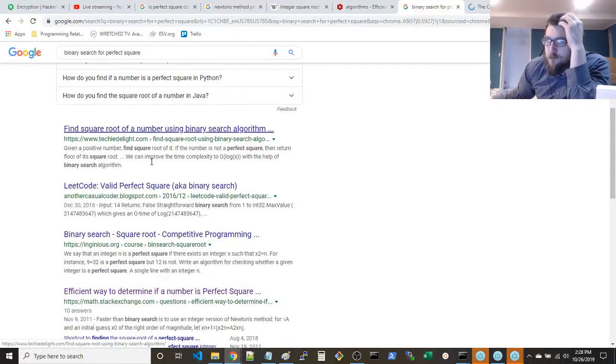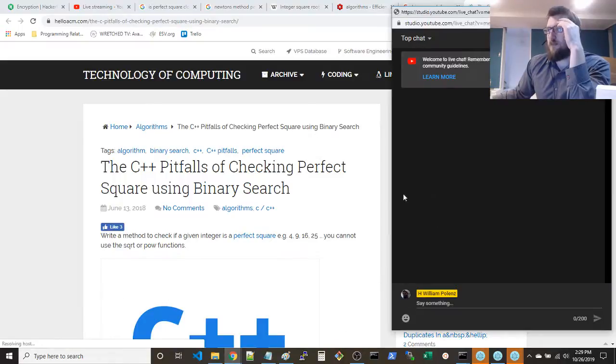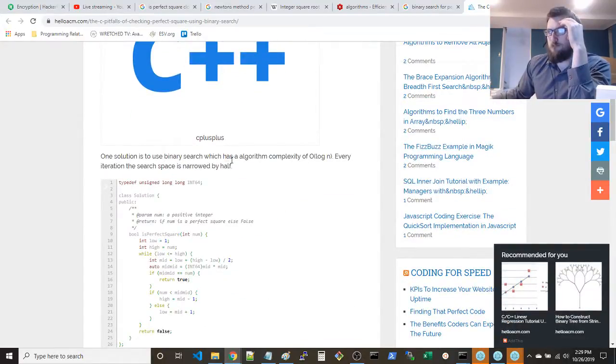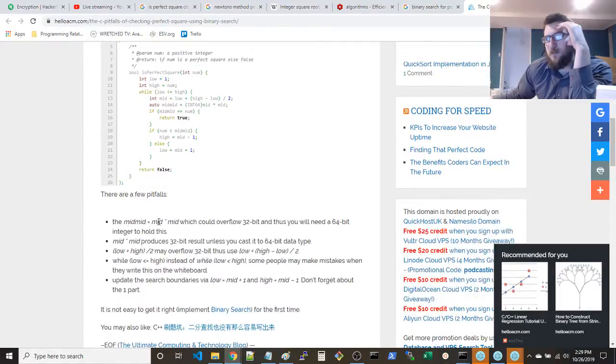Hello ACM. Perfect square. Eventually we'll have to. Oh yeah, I think I've looked at this in the past. I've looked at this a few times, but for whatever reason it seems new to me each time. Binary search. Search space is narrowed by half. Okay, but how do you do this? Oh, I see. Oh, I understand now. Got it. I feel kind of dumb thinking about this now.